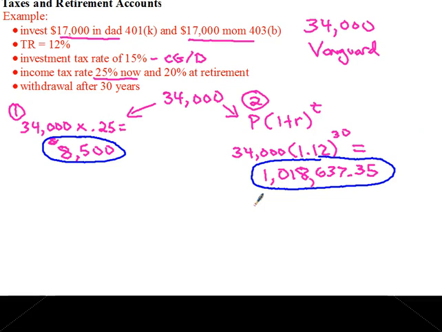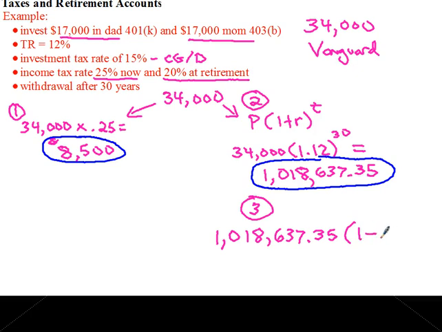Step number 3, however, we do not get to keep all of that money. The government's going to take some of it. So how much is the government going to take? Well, the tax rate at retirement for this family is, we're assuming, 20%. So we're going to take the $1,018,637.35 multiplied by 1 minus the tax rate, which is 0.20. That's the 20% tax rate, and we're going to do 1 minus that.